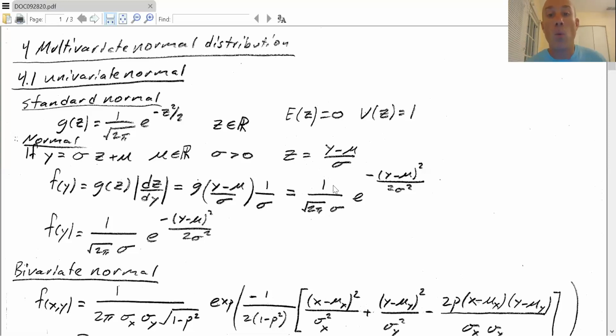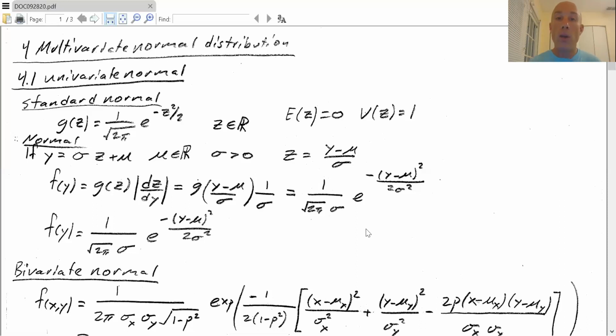So it's going to be 1 over square root 2 pi sigma, then e to the power of negative y minus mu squared divided by 2 sigma squared. Now here y can also be any real number. I didn't put it in the notes, but y can be any real number because z can be any real number. A location scale transform of any real number is, again, any real number. Easy peasy, lemon squeezy.